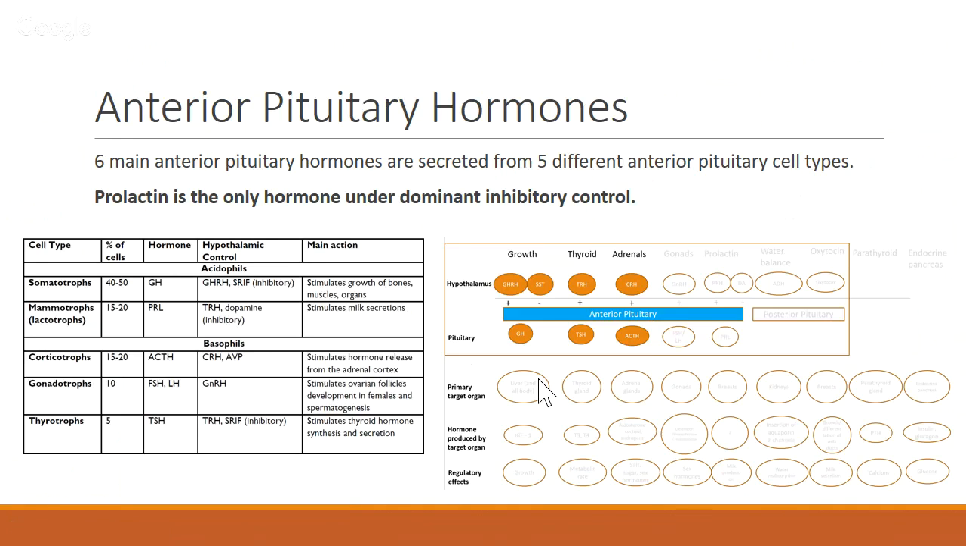And prolactin is the only hormone under dominant inhibitory control. What I mean by this is that if you cut the pituitary stalk, if you cut the connection between the hypothalamus and the anterior pituitary, prolactin is the only hormone that's going to rise in concentration because it's under dominant inhibitory control by dopamine. And it's right here.